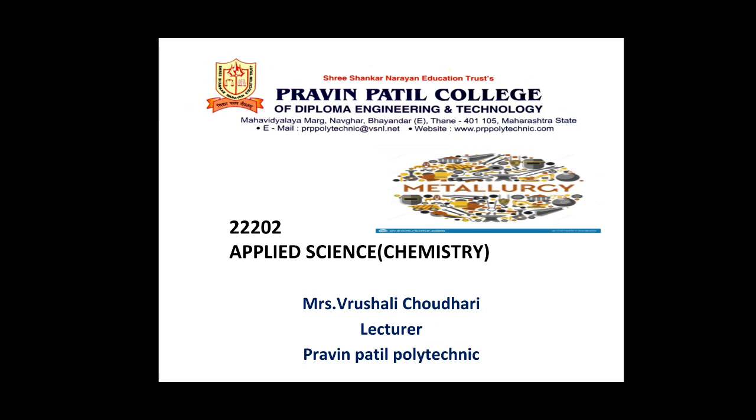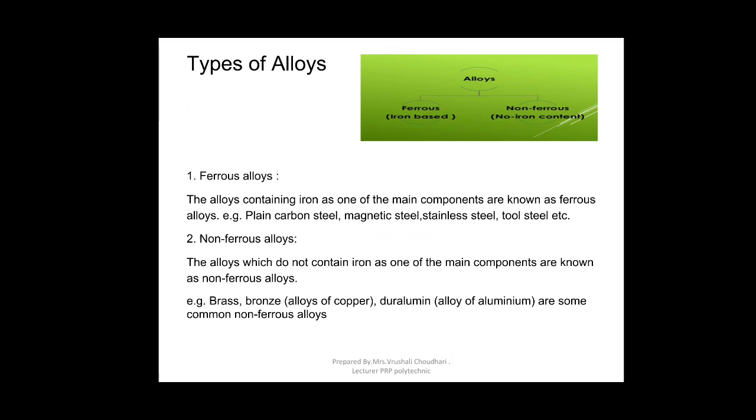We are going to learn metallurgy. What is metallurgy? Extraction of metal. Earlier, in the previous lesson, we learned what an alloy is. What is an alloy? It is a mixture of a metal with another metal or non-metal. It is called an alloy. Why are we doing the alloying process?